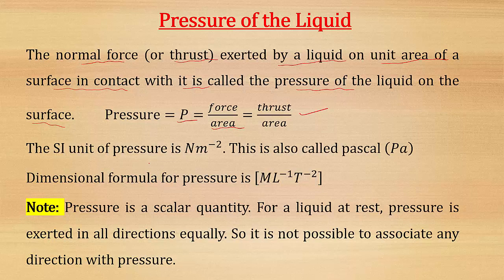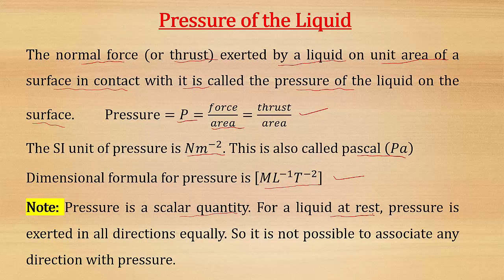Is it clear? The SI unit of pressure is Newton per meter square, or we can say Pascal, or simply you can write Pa. And dimensional formula for Newton per meter square, Pascal, is M L raised to minus 1 T raised to minus 2. This is the dimensional formula. Note point, pressure is a scalar quantity.